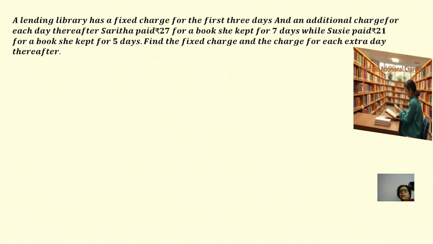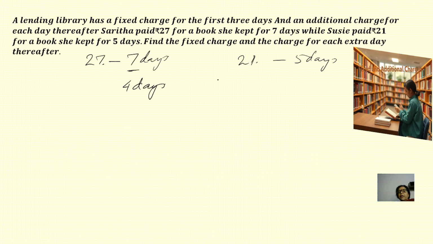So this first girl, that is Sarita, is altogether paying rupees 27. And the second girl is paying rupees 21. This girl keeps the book for 7 days and this girl keeps the book for 5 days. Now the question says that there is a mandatory fixed charge to be paid for the first 3 days. So if from 7 days we remove the first 3 days, we will be left with only 4 days, for which each individual day she has to pay a certain amount of money. And here also, if we remove the first 3 days, we are left with only 2 days for which she has to pay the certain amount of money that is charged per day.